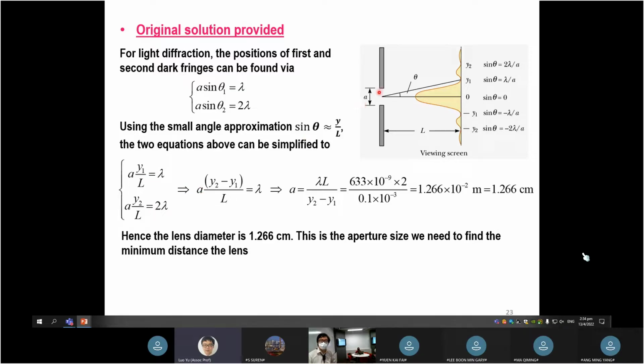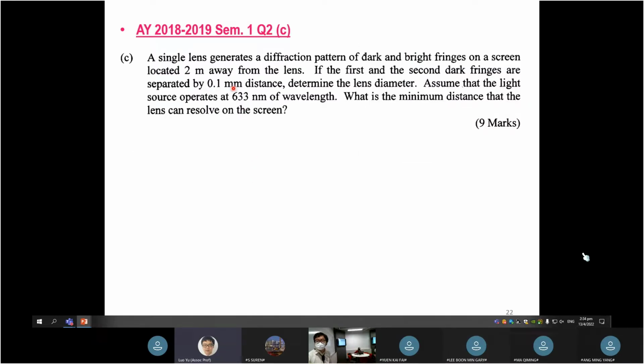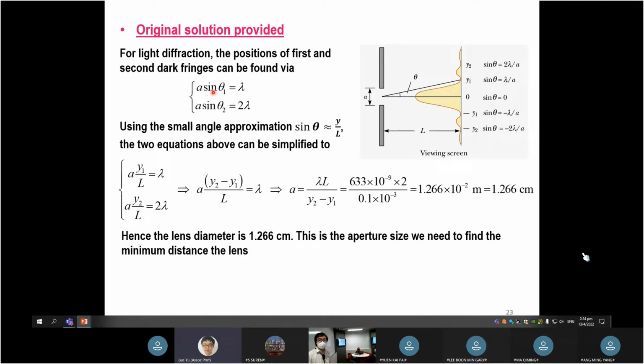You get A, the width of the slit, times the difference between the y coordinates, divided by L, equal to lambda. In this case, the question already gave us delta y, which means y2 minus y1. It's about 0.1 millimeter. The question tells us 0.1 in millimeter, and it also gives lambda and L. So from this equation, we can quickly calculate the width of the slit.